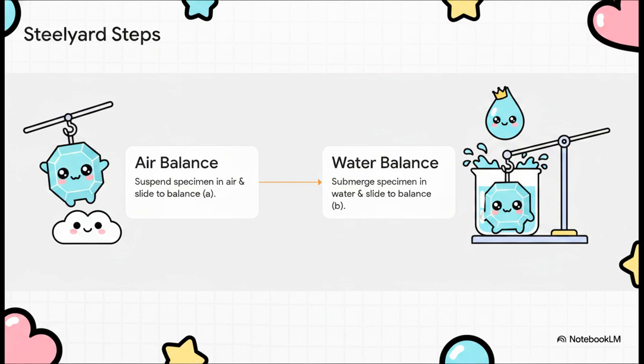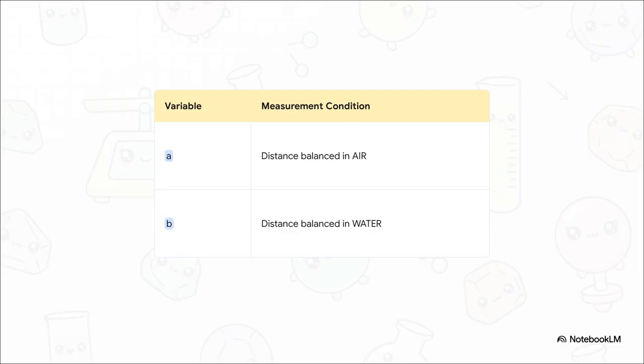regain that perfect balance. Now, what's really interesting about this slide is how those physical sliding actions we just did map directly onto our variables. We'll call the distance where it balanced in the air variable A, and the distance where it balanced in the water variable B. We're literally taking real, physical space and translating it right into our scientific data.